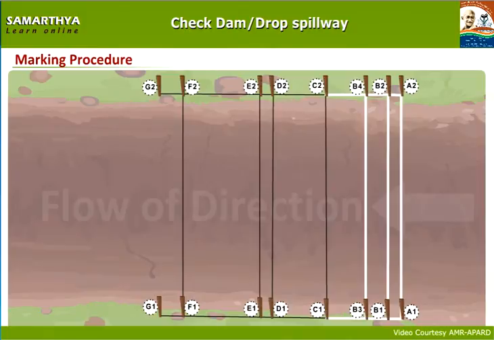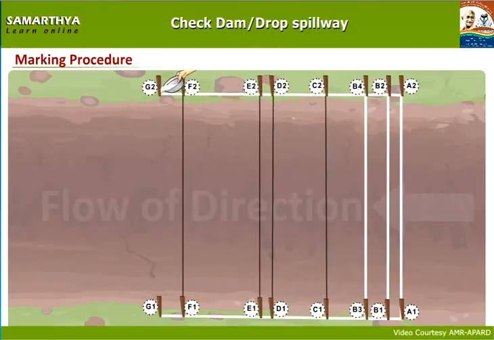Draw a line with lime powder on the thread that tied C1, D1, E1, F1, G1 wooden poles. Draw a line with lime powder on the thread that tied C2, D2, E2, F2, G2 wooden poles. Draw a line with lime powder on the thread that tied C1, C2 wooden poles.